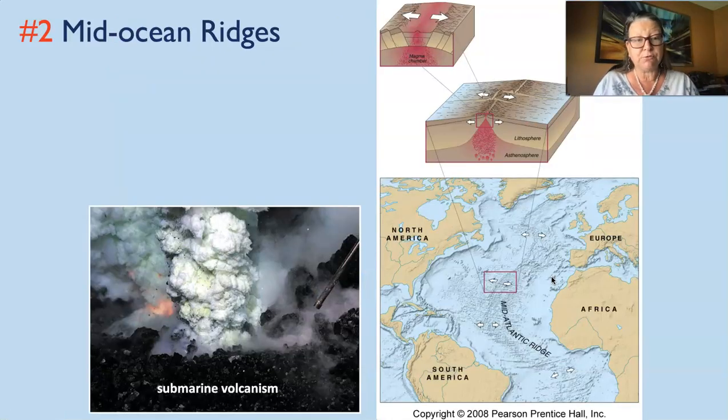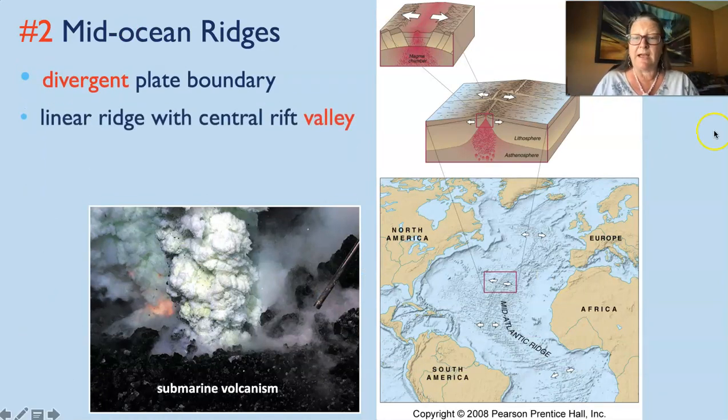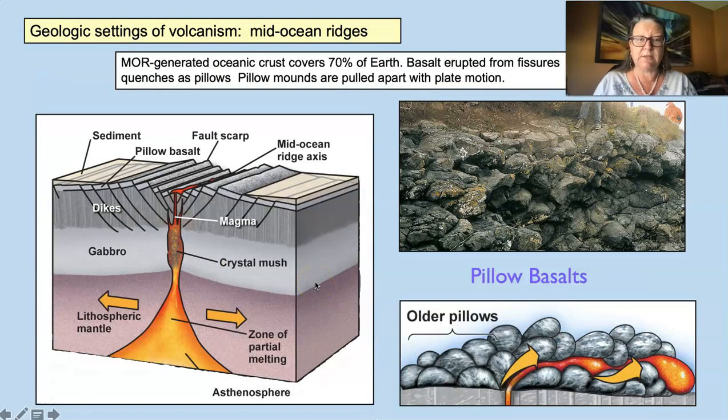Number 2, mid-ocean ridges. We've talked about these before. These are divergent plate boundaries. They have a linear ridge in the central rift here where material is coming out from decompression melting, and they have a broad kind of gentle slope to them, although they are the highest in the center. Now, because the material is coming out underwater, it forms these really unusual features called pillow basalts. And it's magma that comes out and sort of freezes instantly when it hits the water.